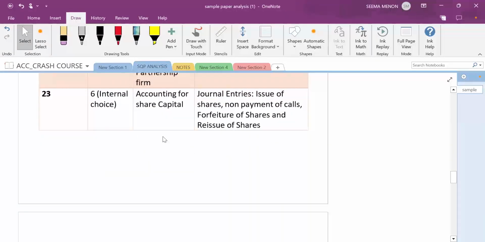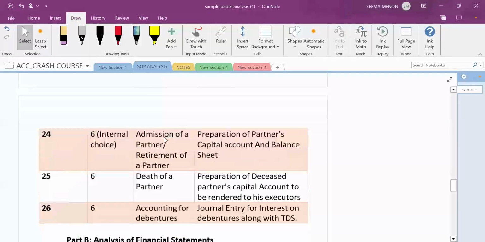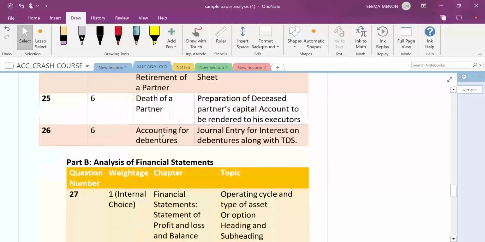Then accounting for share capital with the internal choice. That will always be with the forfeiture and reissue of shares. Then again a 6-mark question from the admission of a partner and retirement. The first question will be from admission and the second will be from retirement, or from death of a partner. In our sample paper, it is retirement. That is why question number 25 is death of the partner.